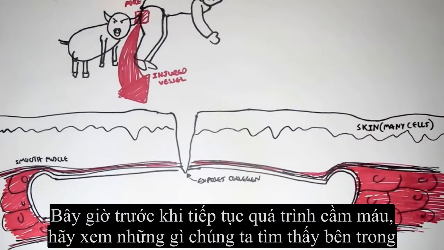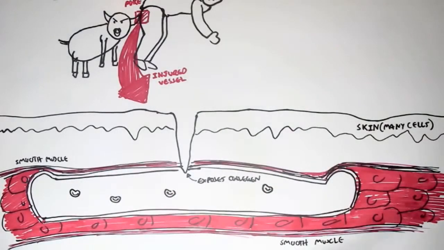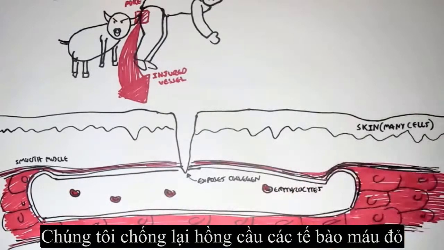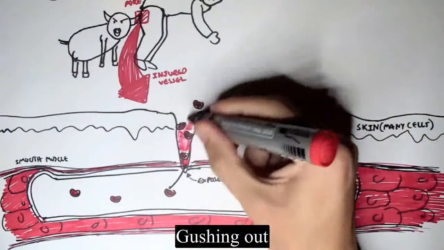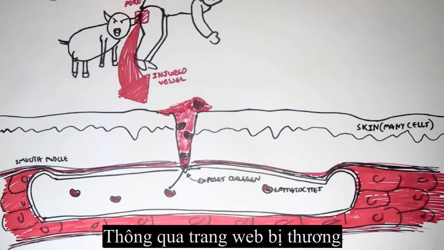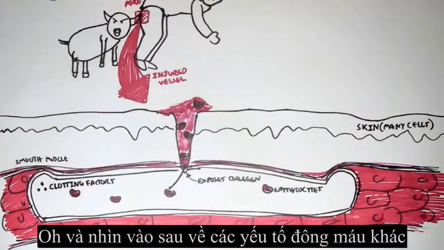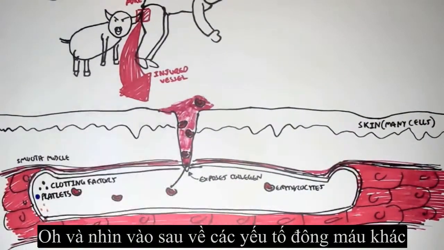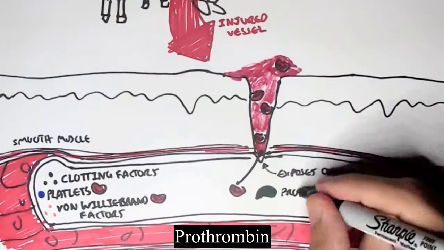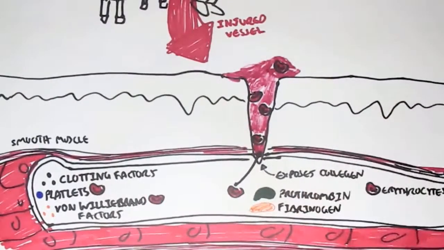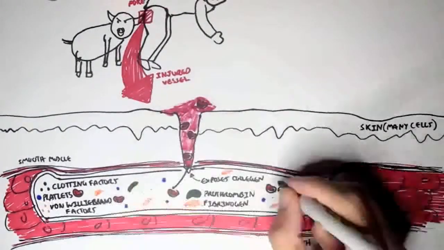Now, before going on to the process of hemostasis, let's see what we find inside the blood. We find erythrocytes, the red blood cells, which with other proteins begin gushing out through the injured site. Other things found in the blood, which we will talk about and look into later on, are the clotting factors, platelets, von Willebrand factors, prothrombin, and fibrinogen. Now, don't be overwhelmed by the names, because we will learn about them slowly, step by step.